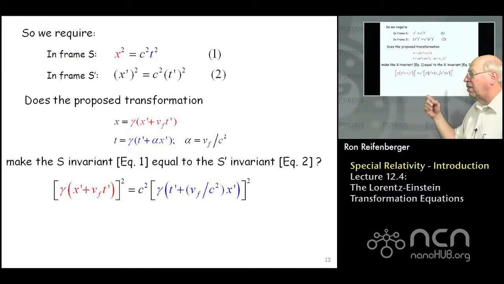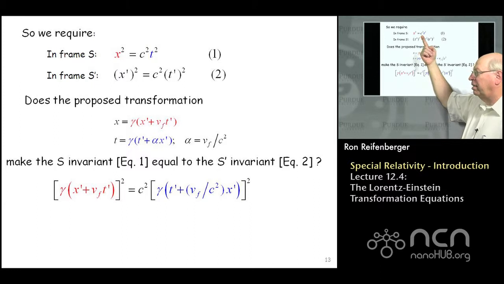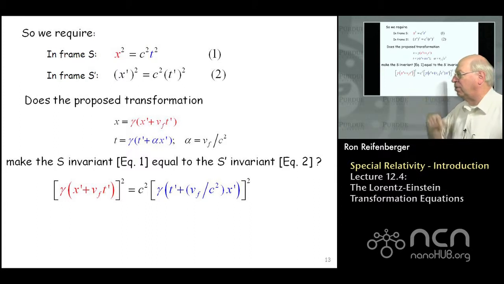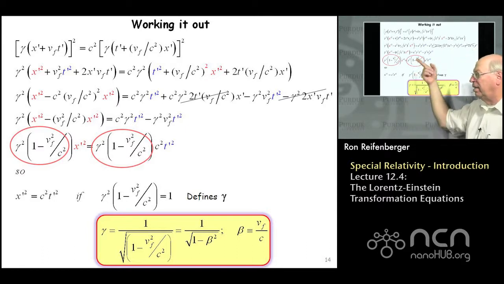The remainder of these slides just follow the consequences of that identification. We take the S invariant, which is given by equation 1, and set it to the same invariant in the frame S prime, which we call equation 2. We have a proposed transformation between the unprimed and the primed coordinate systems, which is here. We've already got an expression for alpha. So we're setting up this equation and asking what value of gamma is required in order to make this equation true.